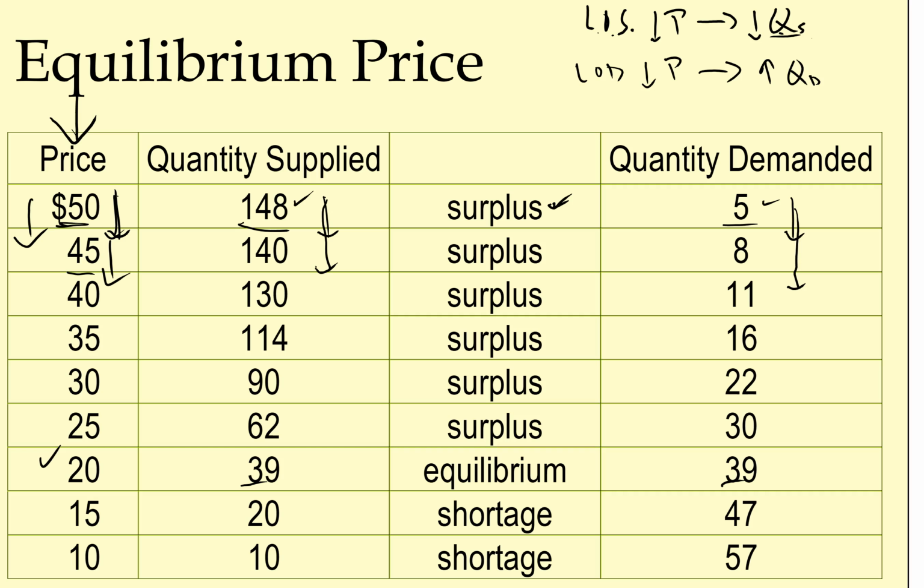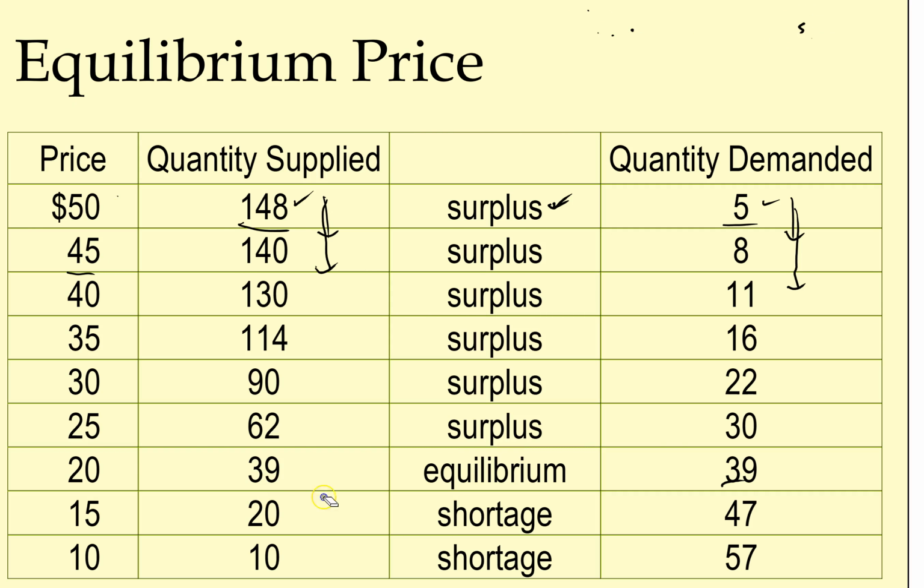Now we can look at this from an opposite point of view. Let me erase this. Now let's start at price 10. At price 10, quantity supplied is only 10, but quantity demanded is a whopping 57. So here we have a shortage. Now, this is not allocatively efficient either. You're not producing what people want.